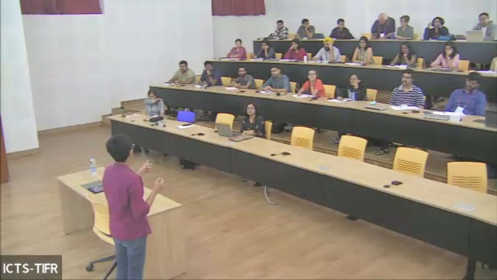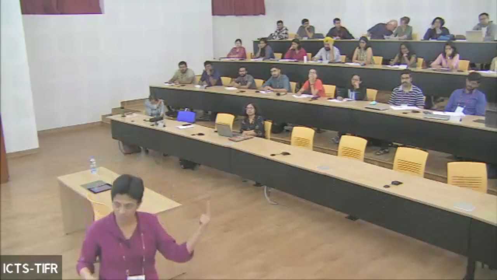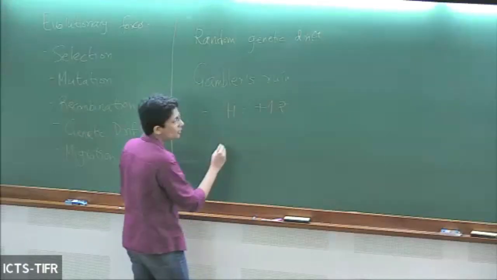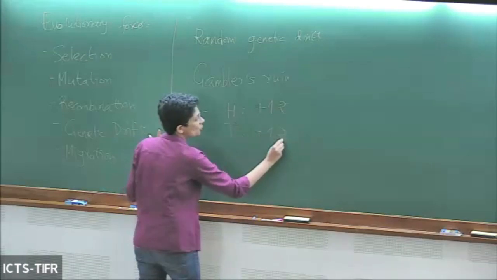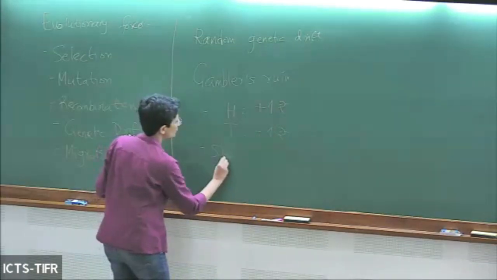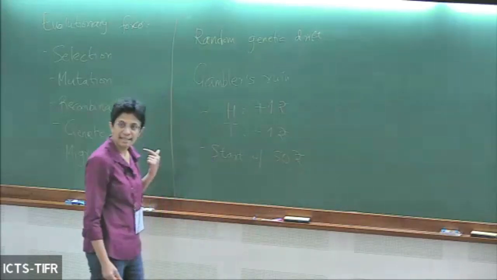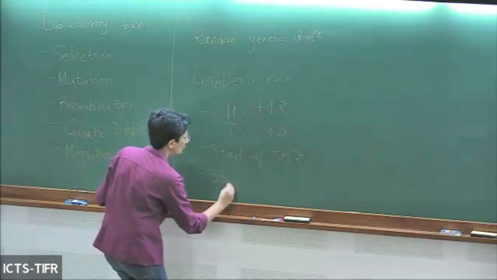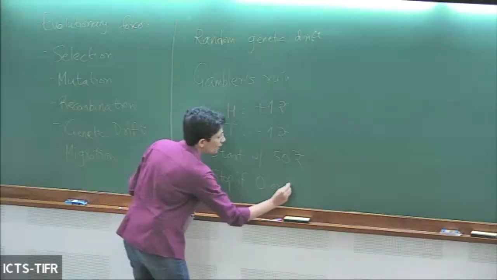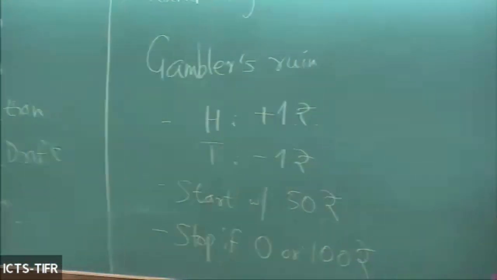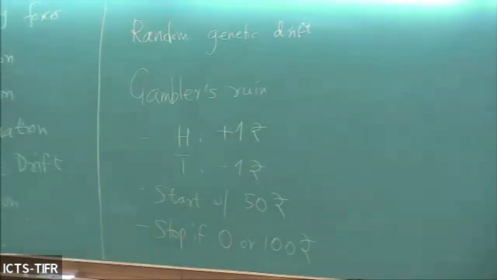When you toss a coin, if you get a head, you win 1 rupee. If you get a tail, then you lose 1 rupee. You're starting with 50 rupees in your pocket. And the game will stop if you get 0 or 100 rupees. So you have to keep playing the game until then. Are the rules of the game clear? Toss a coin, head, you win 1, tail, you lose 1, and you have to keep playing till you get 0 or 100.